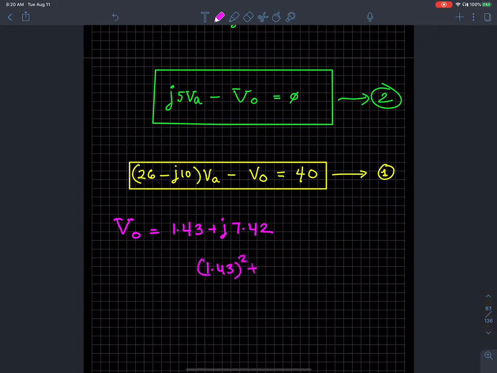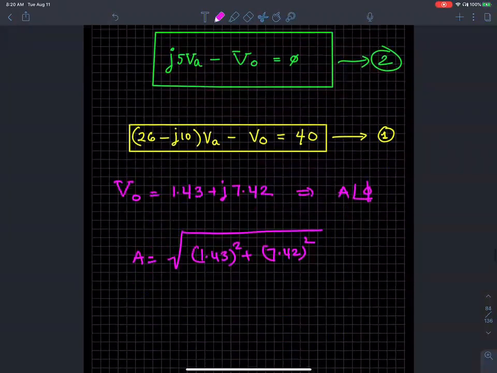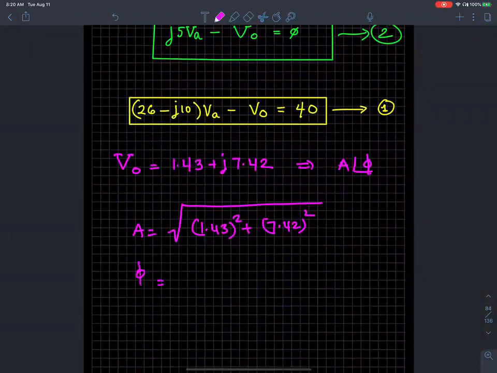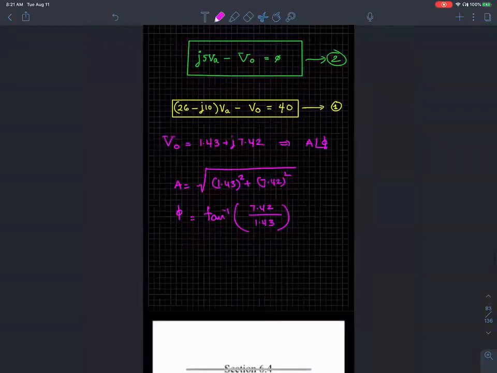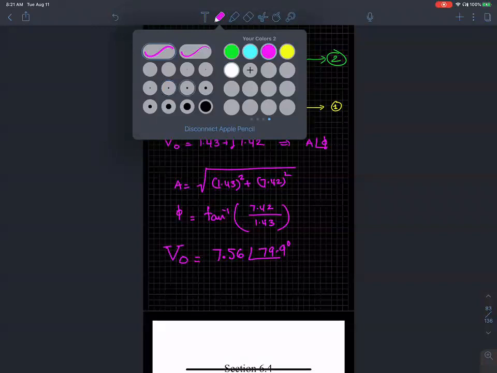1.43 squared plus 7.42 squared, under root of that will be your magnitude. You're trying to represent that in a magnitude and angle phi form, and your phi is going to be tan inverse of the imaginary part over the real part. So you'll be left with VO equals 7.56 angle 79.9, which is pretty easy to convert to time domain.